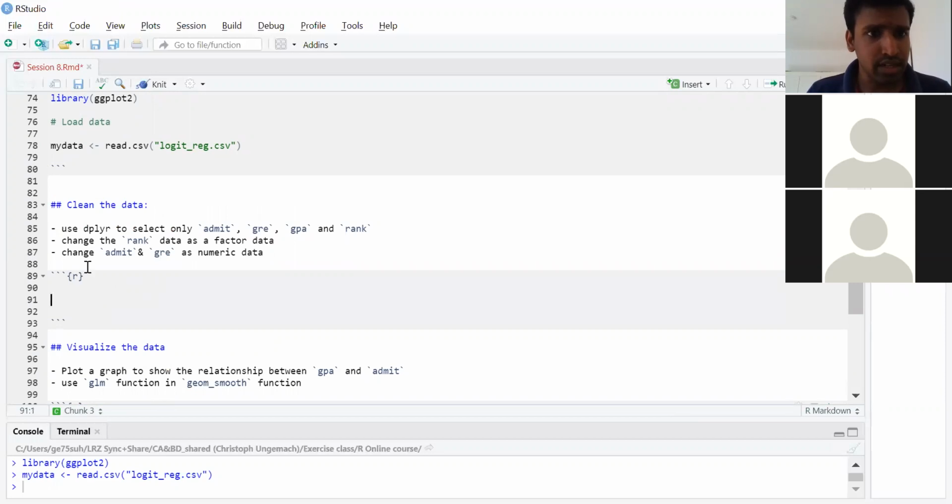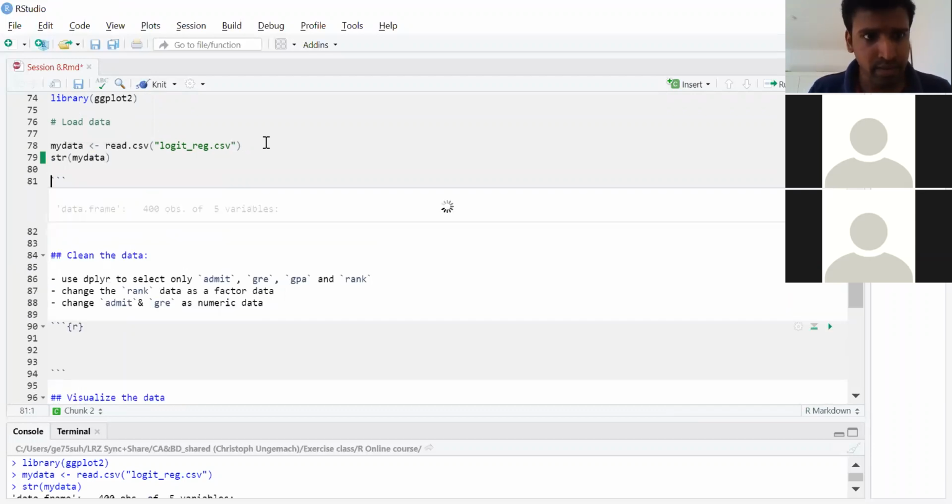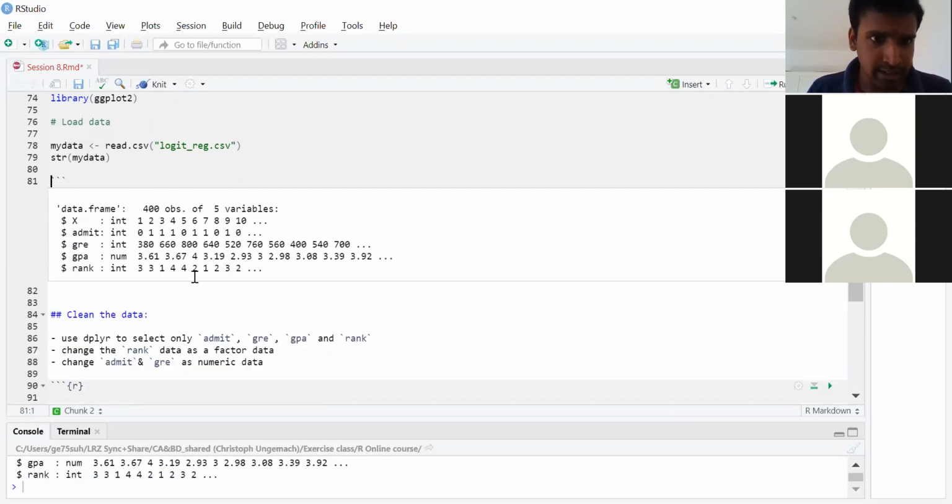And now have a look at the structure of the data and say structure my data. And now you can see admit, which has values of 0, 1, and 1. And what is it? Is it the DV or is it the IV? Is it the dependent variable or the independent variable?